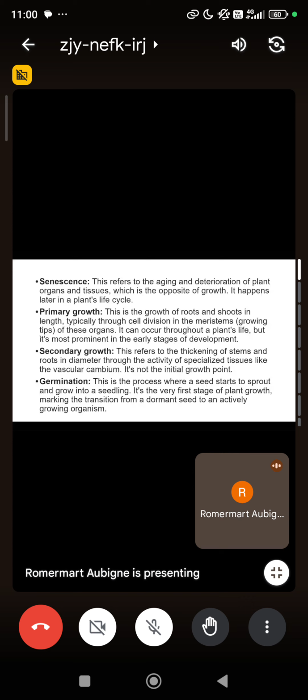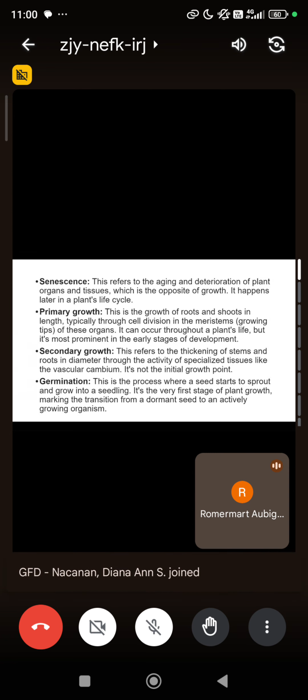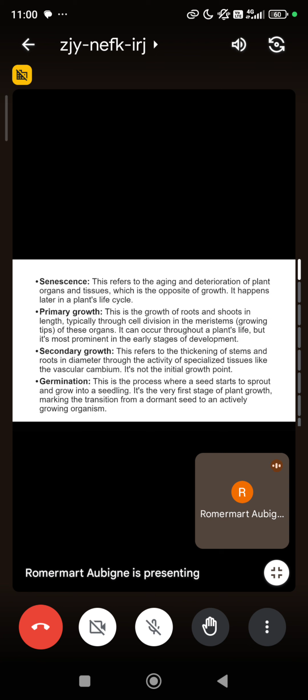Secondary growth refers to the thickening of stems and roots in diameter through the activity of specialized tissue like vascular cambium. Then germination is the process where a seed starts to sprout and grow into a seedling. It's the very first stage of plant growth, marking the transition from a dormant seed to an actively growing organism. Germination is the starting point for plant growth, initiating the development of roots and shoots from seeds.